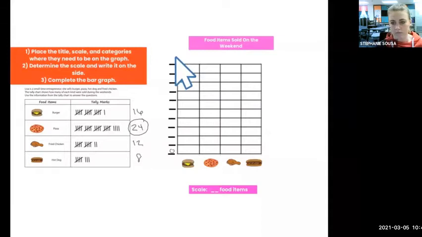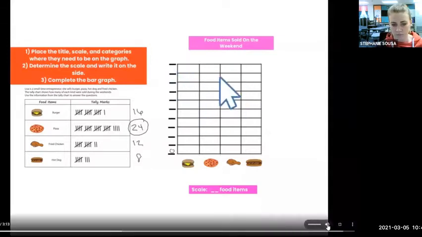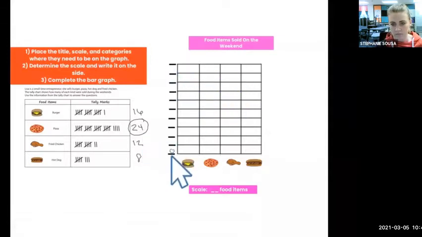I know that if I started at 0 and went by ones, I would not make it to 24 before my graph was over. Counting by twos might be hard, but I could try. 0, 2, 4, 6, 8, 10, 12, 14, 16, 18, 20. That's not going to work.